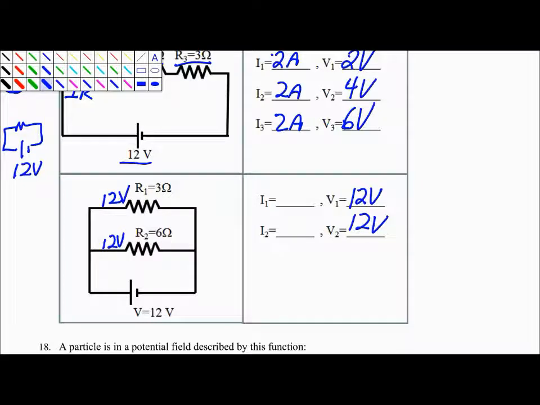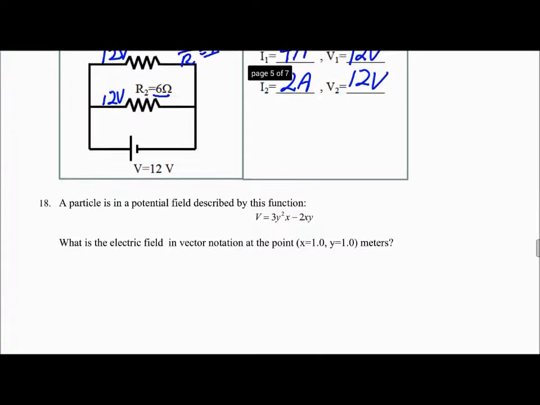And if I want to find the current, I just say V over R is equal to the current. So that's 12 over 3, which is 4 amps, and 12 over 6, which is 2 amps. And that's the answers for those. And then I have this particle that's given by this function.